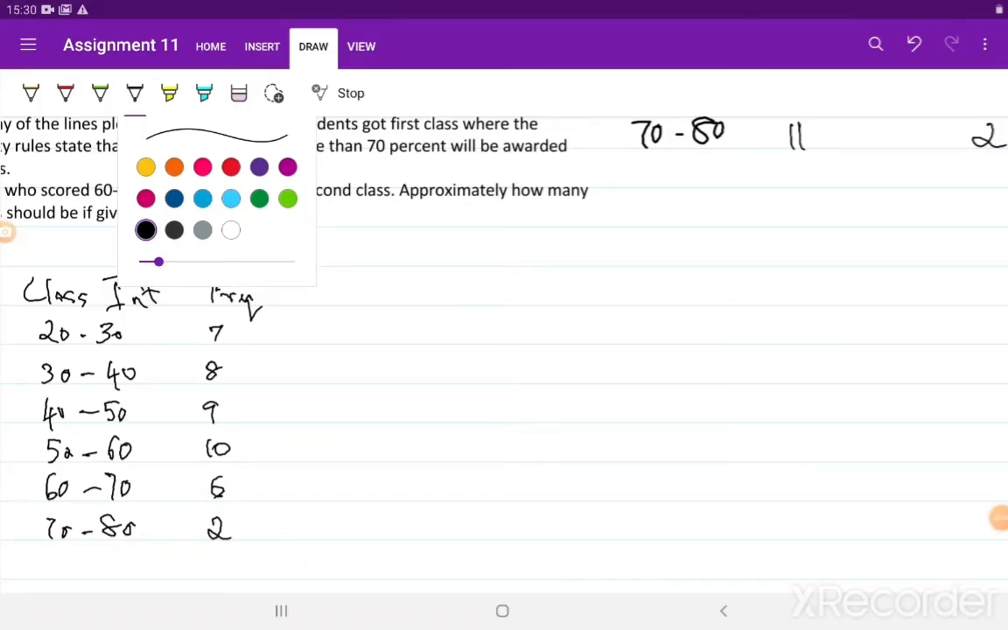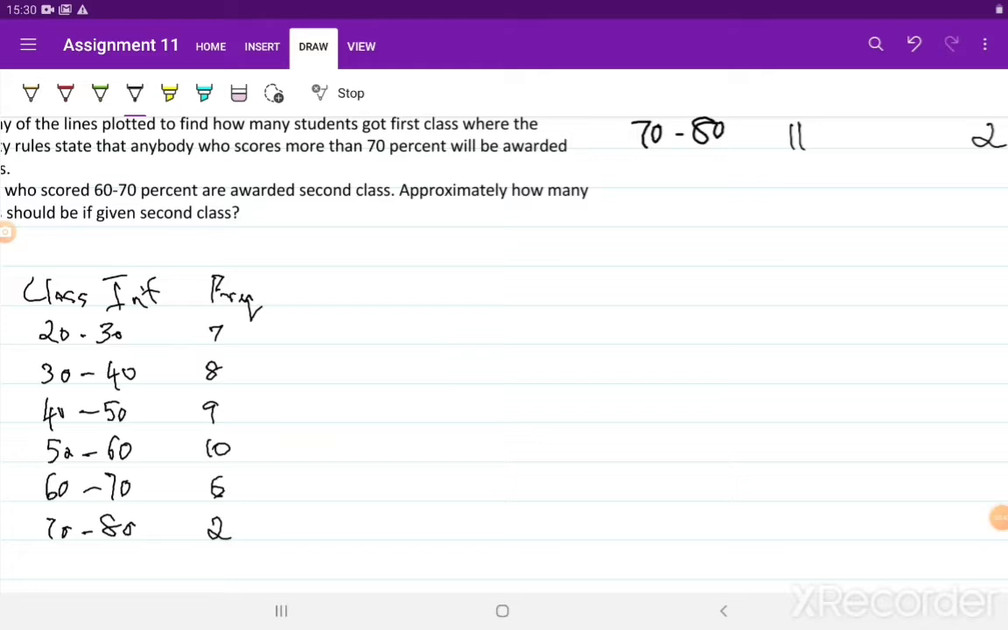Bit D asks you to construct the less than ogive. The less than ogive, to plot it on the graph, you have to calculate the cumulative frequency. So here I have rewritten the class intervals and the corresponding frequency. So the cumulative frequency, remember, for the first class the cumulative frequency would be 7.